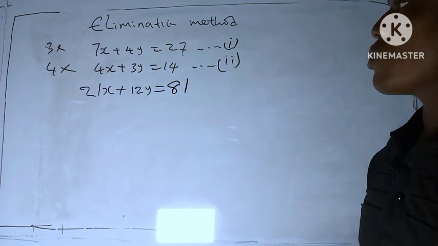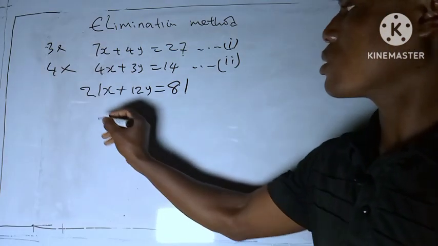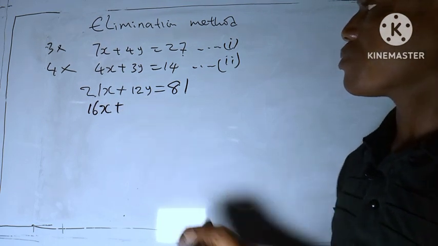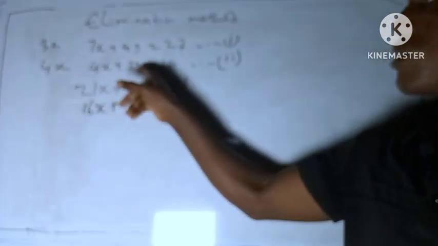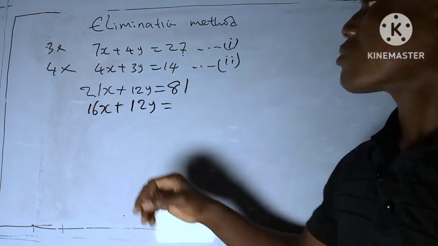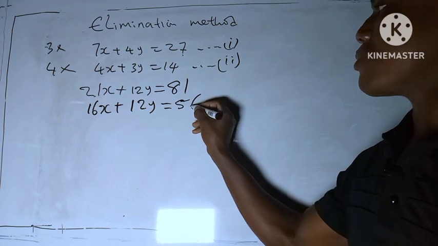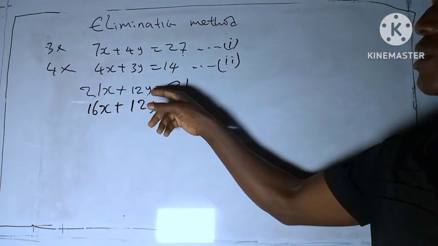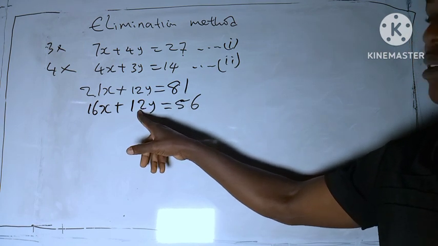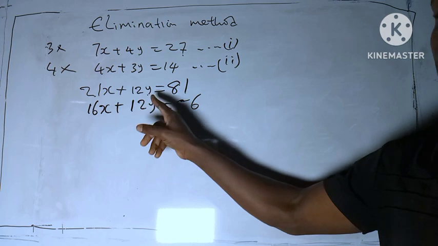Then we come to the second equation: 4 times 4x will give us 16x plus 4 times 3y will give us 12y equals 4 times 14 will give us 56. So you can see the coefficient of y in equation 1 is 12, the same thing as the coefficient of y in equation 2. Are you seeing it now? So the two numbers are now the same.